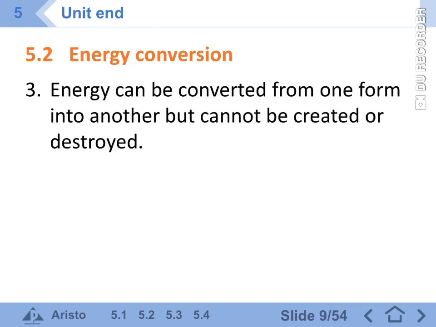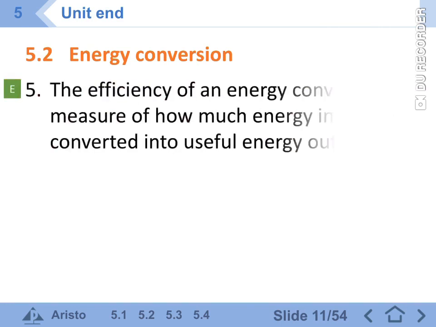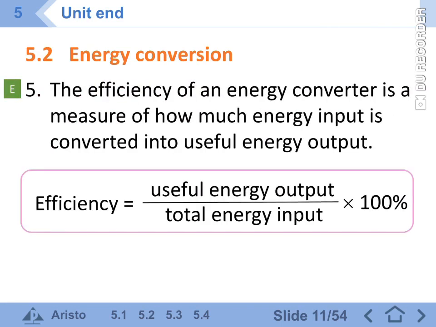In 5.2, we talk about energy conversion. We talk about how one form changes to another form, and that it cannot be created nor destroyed, and we give it the name, the law of conservation of energy. Also in this part, we use a diagram, the Sankey diagram, to represent what is being used and how effective the process of transferring one energy to another is. The efficiency is shown by this equation.